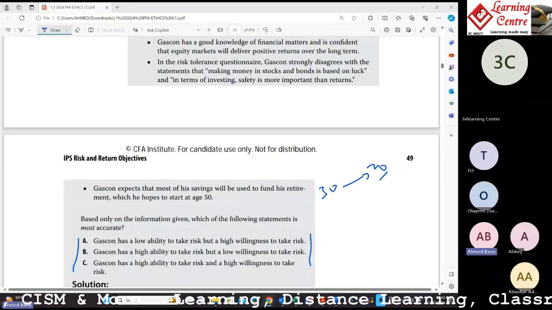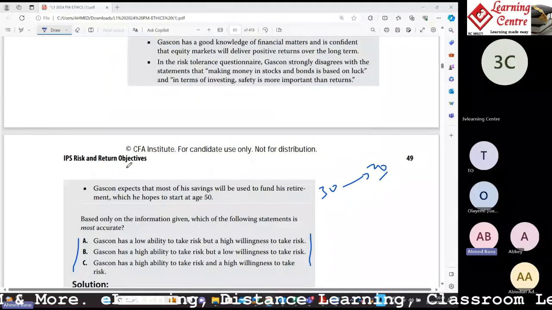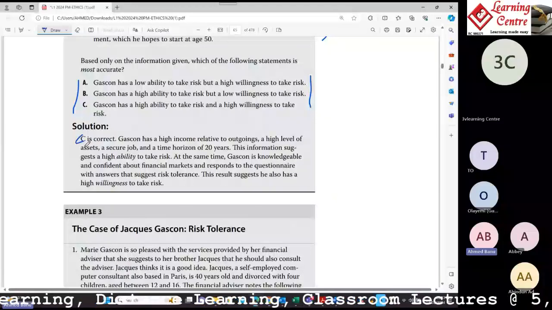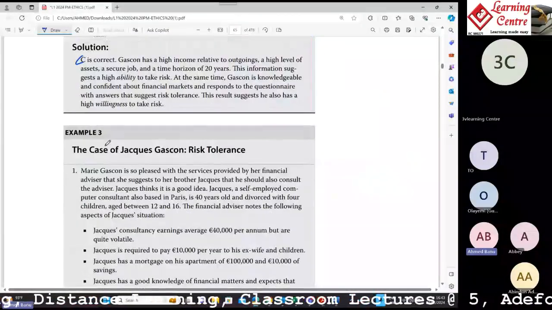Fantastic. Thank you very much. That's a very fantastic response. I like that. The answer is C. Now, let's look at another individual, who is Gascon's brother.